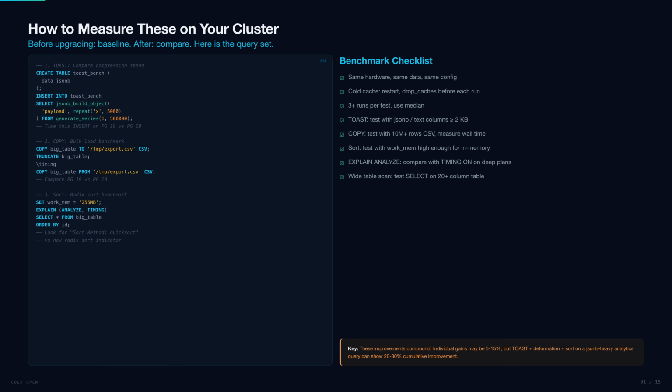The benchmark checklist: same hardware, same data, same config. Cold cache, restart and drop caches before each run. At least 3 runs, use the median. The improvements compound. Individual gains may be 5 to 15%, but LZ4 plus deformation plus radix sort on a join-heavy analytics query can show 20 to 30% cumulative improvement.